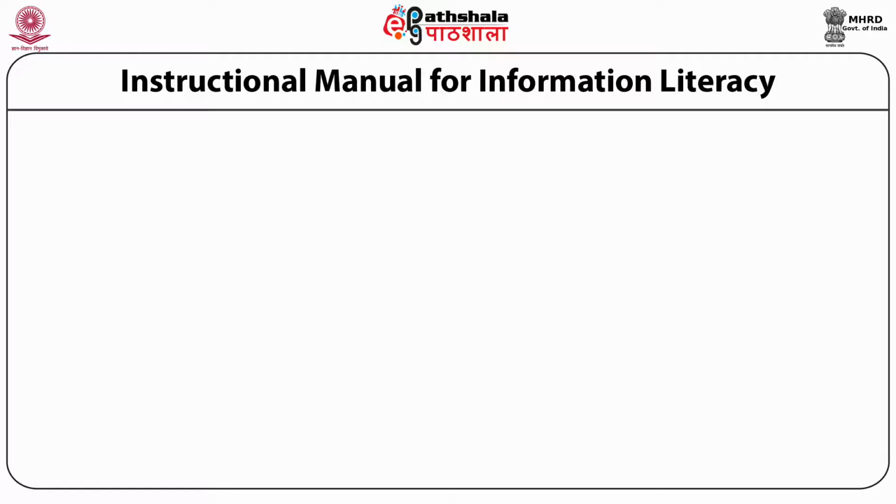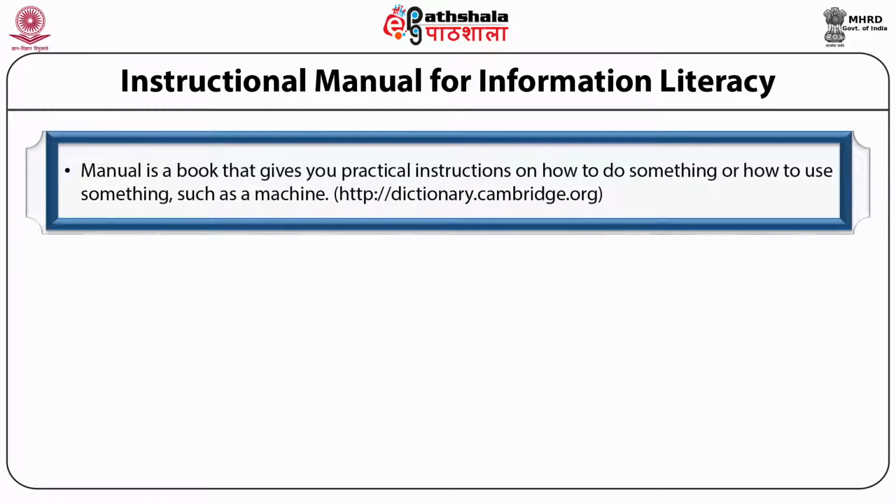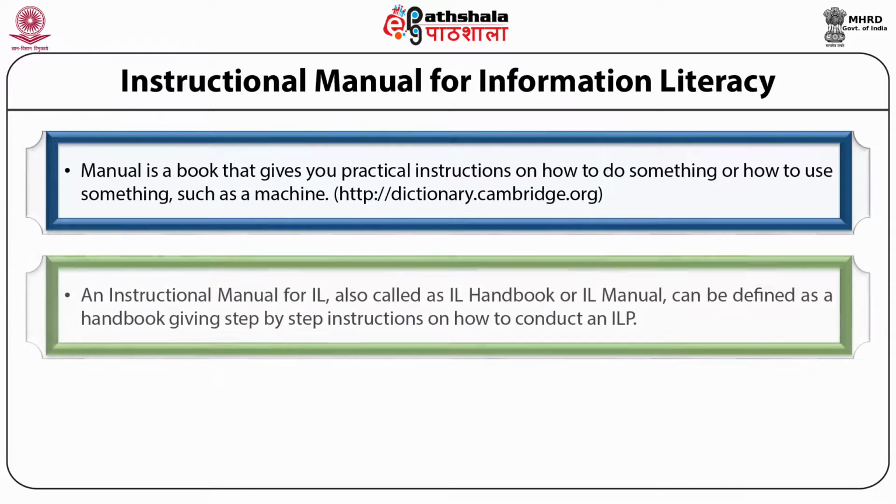Implementation of an information literacy program requires an instructional manual. What is a manual? A manual is a book that gives you practical instructions on how to do something or how to use something, such as a machine. So, an instructional manual for information literacy, also called an Information Literacy Handbook or Information Literacy Manual, can be defined as a handbook giving step-by-step instructions on how to conduct an information literacy program.